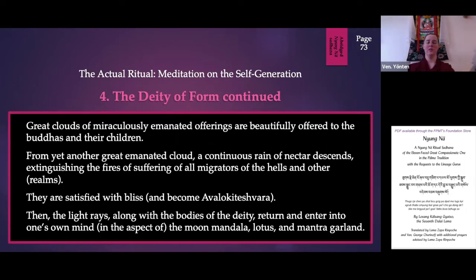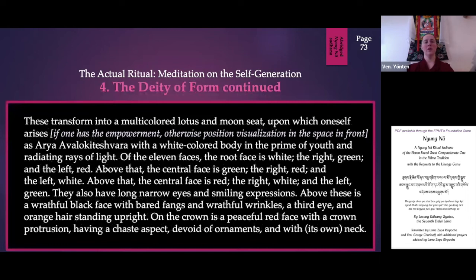Then the light rays, along with the bodies of the deity, return and enter into one's own mind in the aspect of the moon mandala, lotus, and mantra garland. These transform into a multicolored lotus and moon seat upon which oneself arises as Arya Avalokiteshvara, with a white-colored body in the prime of youth and radiating rays of light.